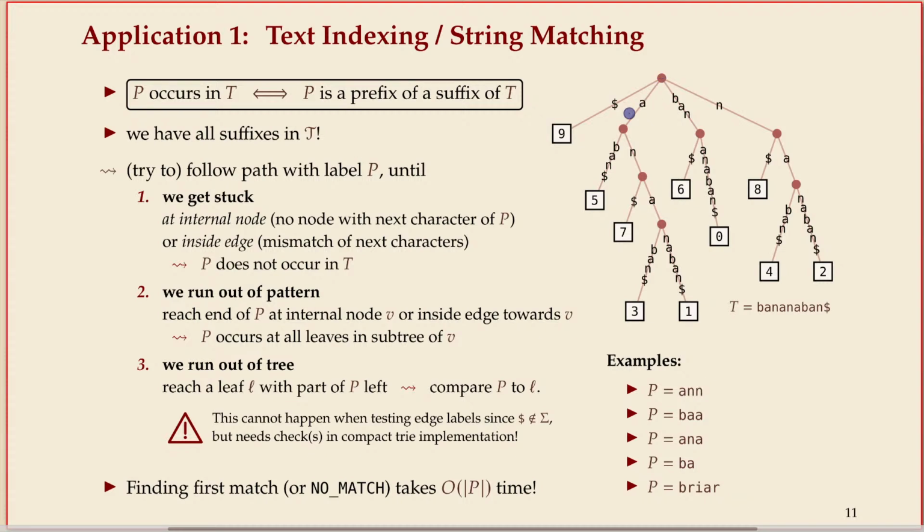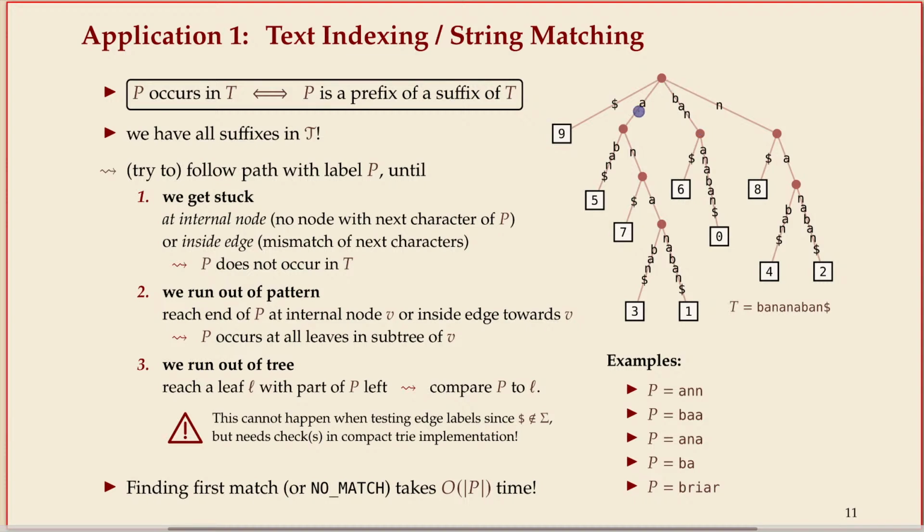If you take A and N, you can't traverse with an N, so you fall out of the tree. That's this part, you get stuck, so the pattern does not occur in the text. Second option, BAA. I'm also falling out of the tree, but this time in the middle of an edge. So I'm in this second case here. It also means the pattern does not occur in the text. Now I might only find out in the compact trie by comparing with one of the characters from the leaves. But for the human version, we can directly see it.